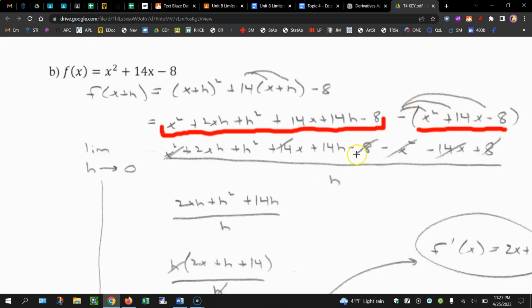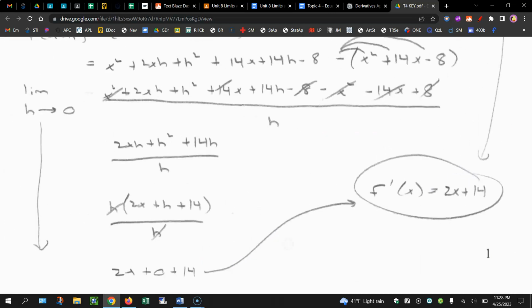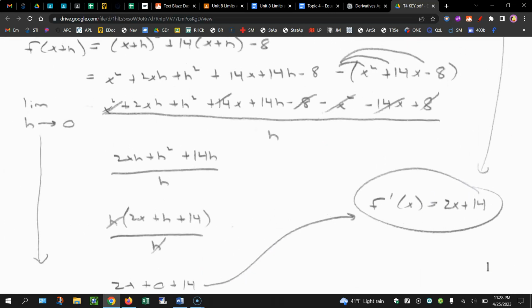You distribute, and then what you're noticing is everything without an h is going to simplify to 0. The three terms that are left all have an h. You factor out that h, simplify, simplify, and then you're going to substitute in this h is going to be a 0, and you're going to be left with 2x plus 14 for the derivative, which you see here, 2x plus 14 for the derivative. So that intro is just a recap of what we did last class with finding the slope of the tangent line. So now let's take that a step further as we look at page 2.